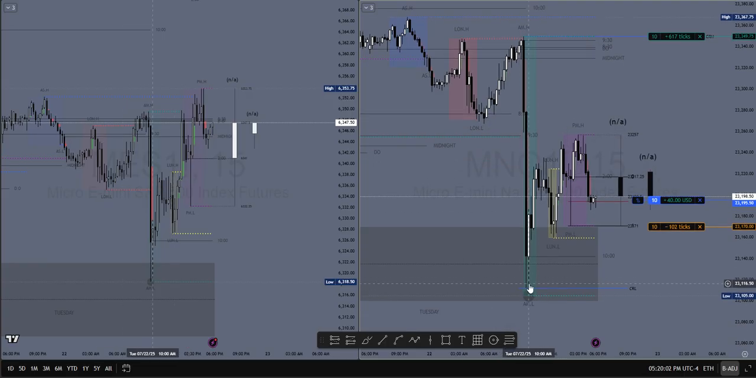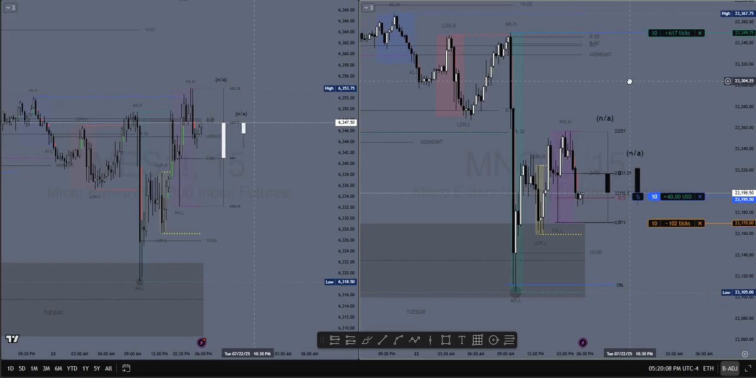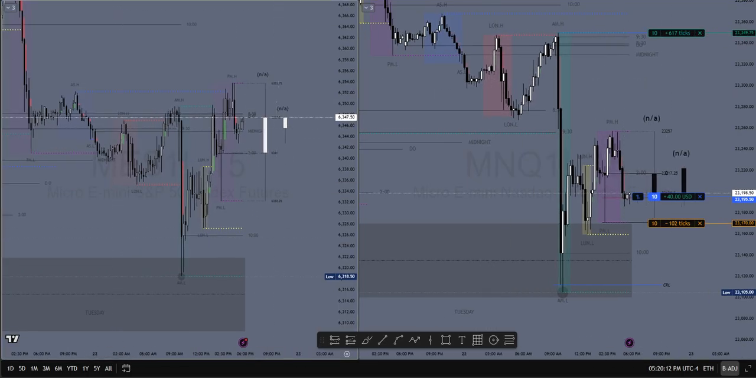My entry though was down in this area. I could have bottom ticked this entire move, targeting up here. Oh well.